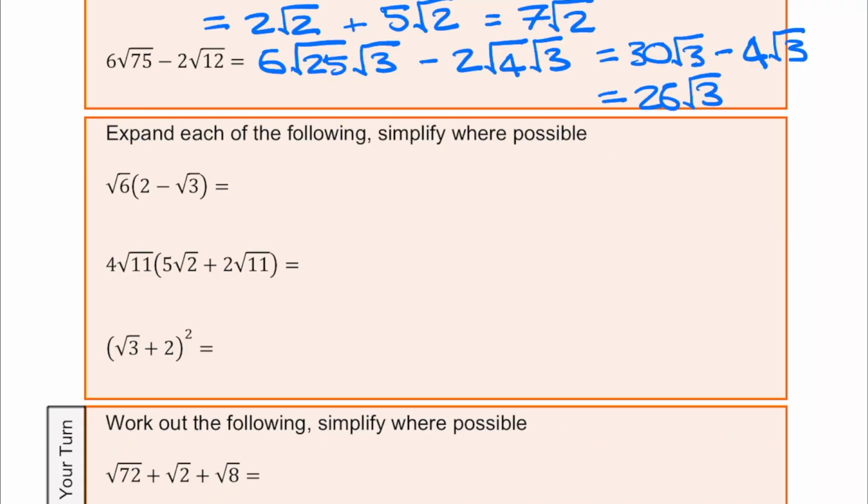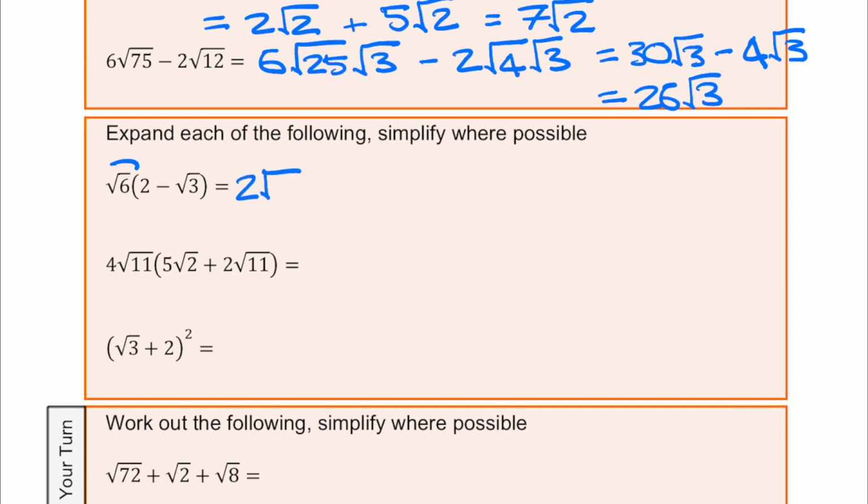Okay, and the final operation that we need to look at is where you're expanding brackets that have surds involved. Very simple, very similar to how you expand normal brackets. We're just going to use our laws of surds to help us simplify. So when we expand the single bracket, I need to do a root 6 times by 2.